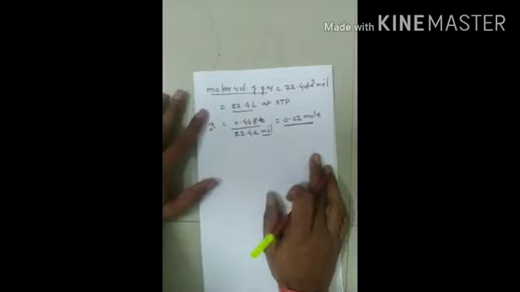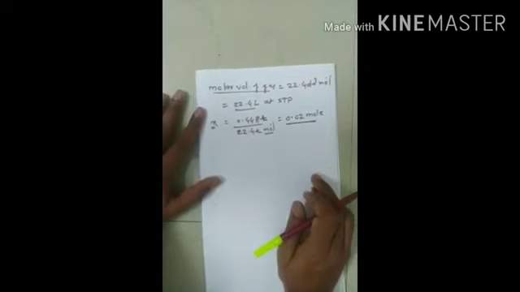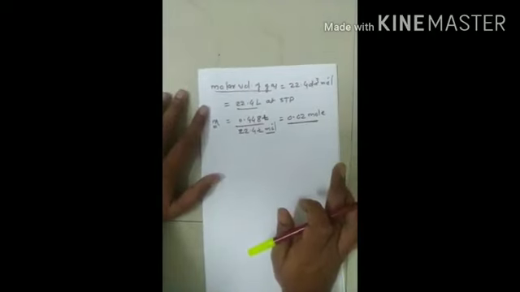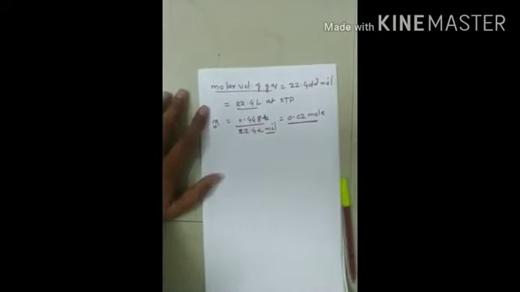So this is how simple the question is. The only thing is that we must know the formula, and we have to convert everything into the same proper unit, and we will get our answer. After this we are going to discuss the third sub-question, that is question number C.